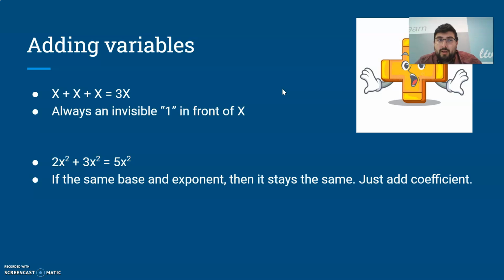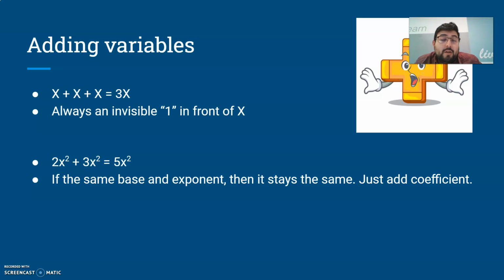All right, so adding variables. X plus x equals 3x. All you're doing is you're adding the number in front of the variable. Anytime you see just the letter x, there's always an invisible 1 right in front of it. So it's like 1 times x. So it's always 1x, but you don't show the 1.